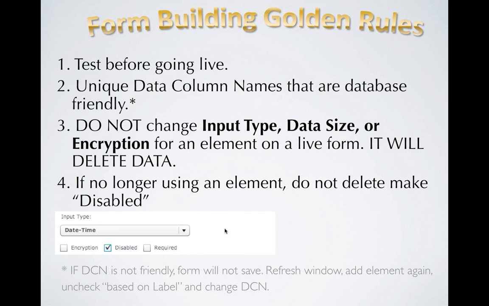The third form builder golden rule is to not change the input type, data size, or encryption for an element on a live form. It will delete the data. What you want to keep in mind with that is that changing the input type of an option list is also changing that type of form.